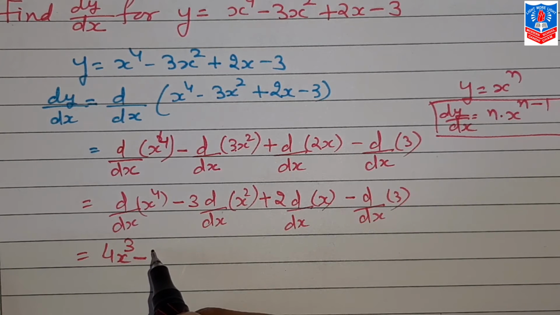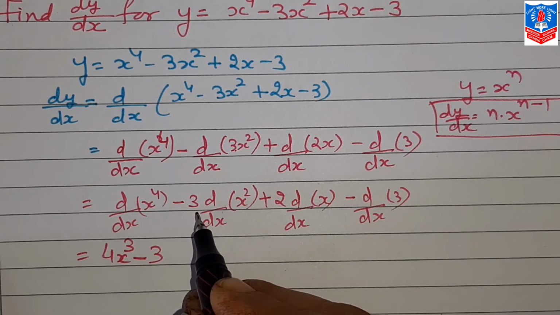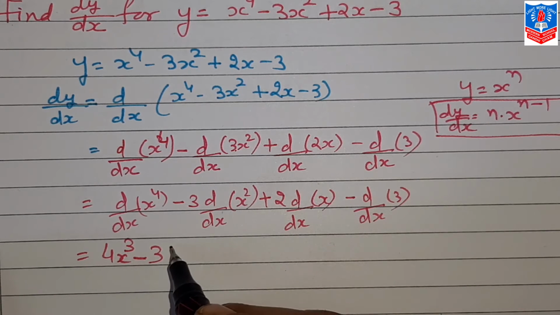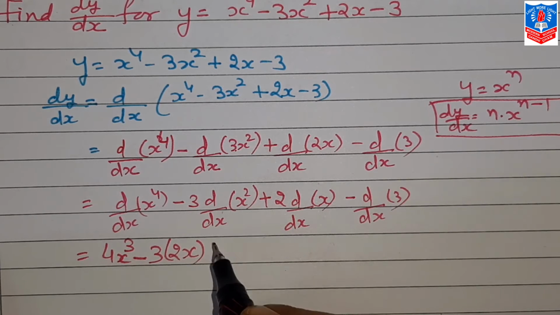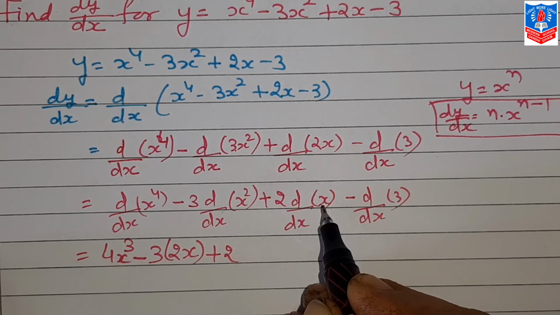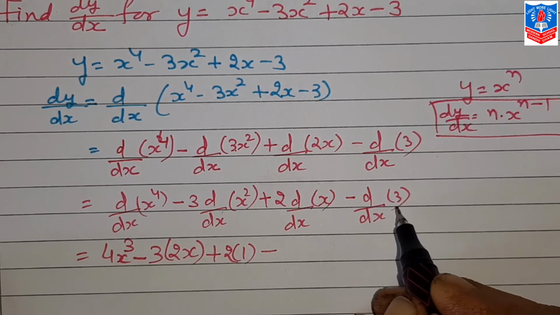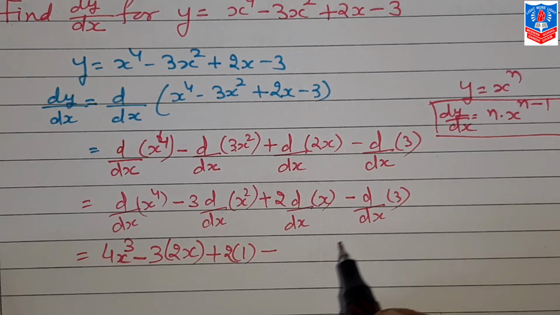minus, now see here, 3 as it is. The derivative of x square, we will not find the derivative of 3, only x square, so that will be 2x, plus 2, the derivative of x will be 1, minus 3, because it is a constant number, so it will be 0.